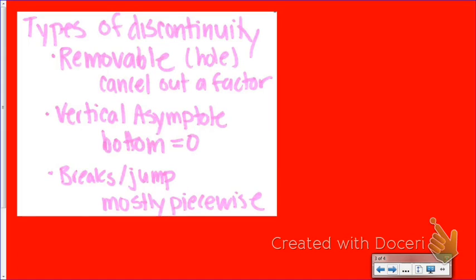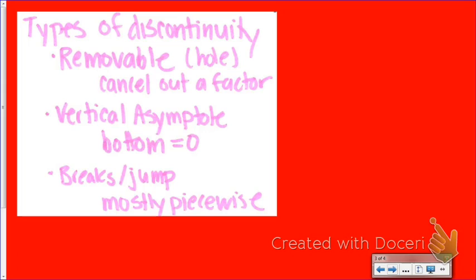So there's 3 types of discontinuity that we're going to look at. The first one is going to be a removable discontinuity, which is just a hole in my graph. And we've already talked about those when we did rational functions. Those occur anytime I cancel out a factor. The next kind of discontinuity is a vertical asymptote, just like what we just did. So the vertical asymptote is, after we've canceled anything out, whatever makes the bottom equal 0.